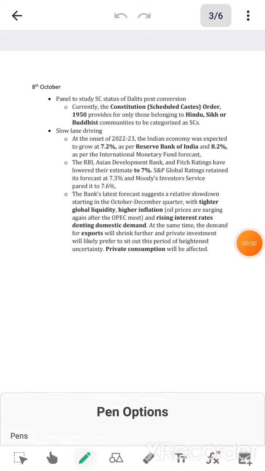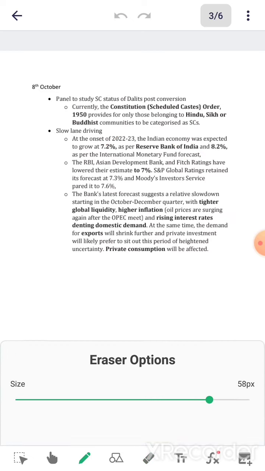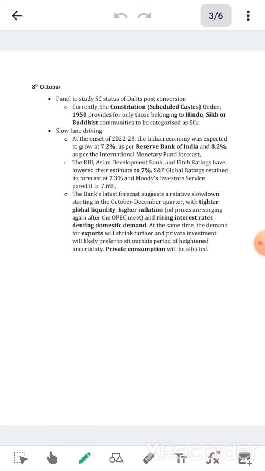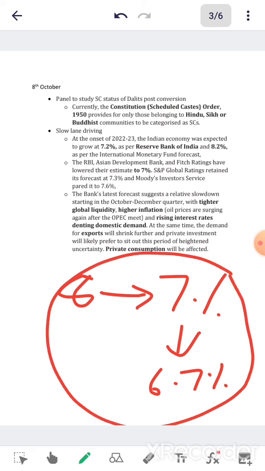Okay. So let us look into the next news article, that is Slow Lane Driving. This is about the economy. Various projections were there: the Reserve Bank of India has projected our GDP growth to be 7.2%, and the International Monetary Fund has projected 8.2%. Like this, various projections were there, which are really not important. What is important is that these projections, which were earlier higher, have now been decreased. Before there was an 8% projection, and now it has come down from 8% to 7% and I think 6.7%. So why have these projections been decreased?